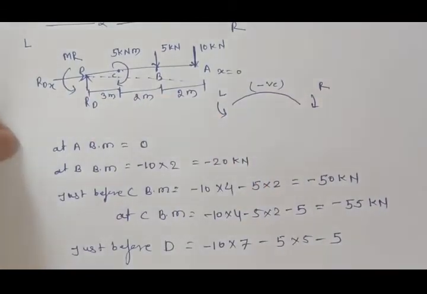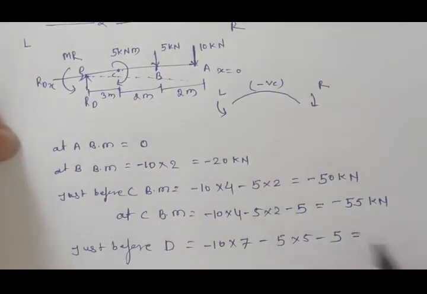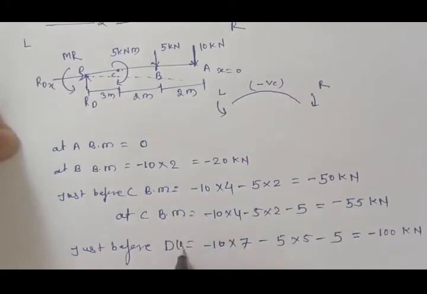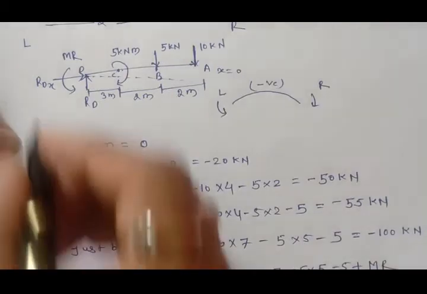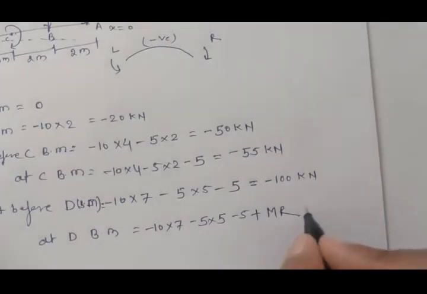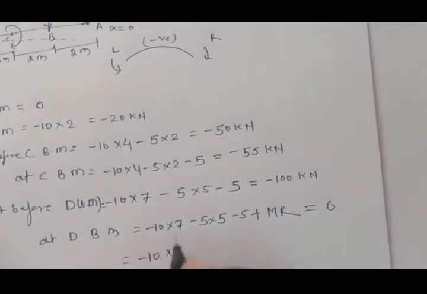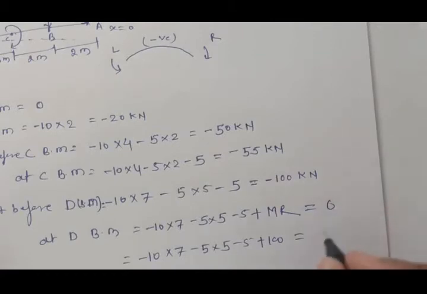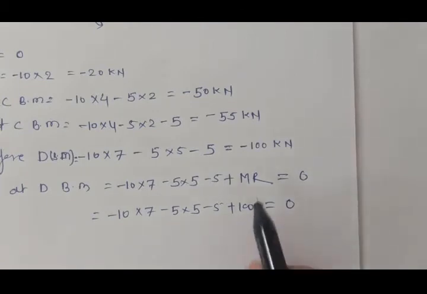What will be the bending moment value? We can calculate it from here, and it is nothing but minus 100 kilonewton meter just before D. At D, the bending moment will be minus 10 into 7, minus 5 into 5, minus 5, plus this MR. This moment tries to rotate the beam upward, so we take it as positive, and the value of this MR is 100 kilonewton meter. So minus 55 plus 100 is nothing but 0. If you put in the values, the total will be 0.